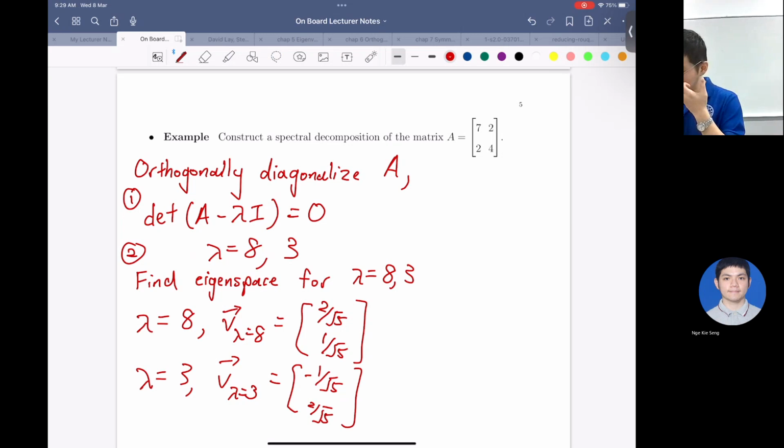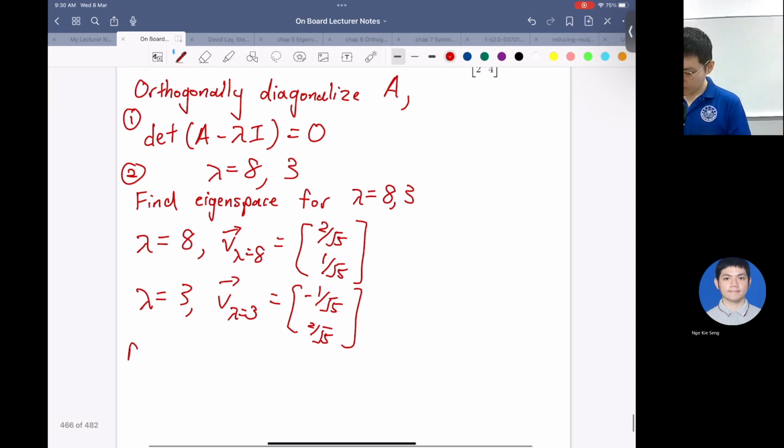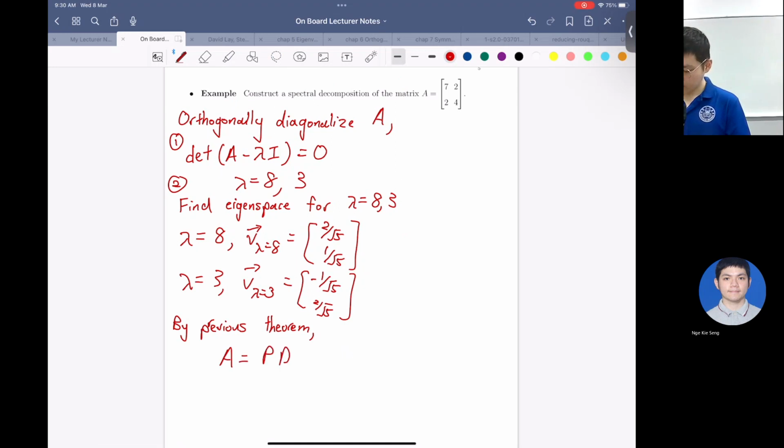Maybe you'll think this basis is not nice because of the division by square root 5, and maybe you want to multiply by square root 5. Actually, they do it purposely because they want to normalize this vector. If you compute the length, it is just 1. So by the previous theorem, we can write A equals PDP inverse, or just PDP transpose, because it is an orthogonal matrix.